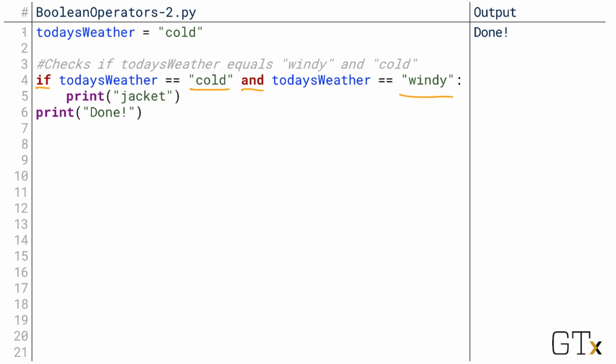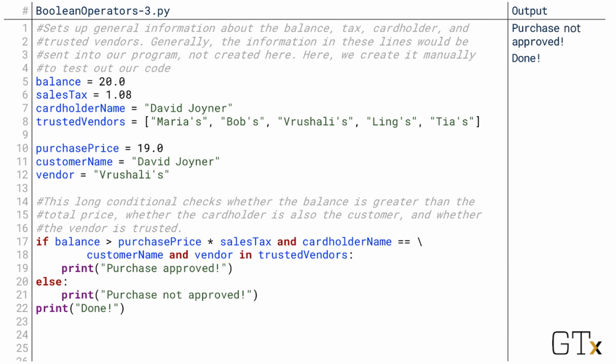And so here, it would create today's weather, it would run that check, it would find that it was false, it would skip line 5, and it would just print done on line 6. But you can imagine that and might be used in more useful circumstances. Let's take a look at one. Down here you can see that we're definitely going to use two different ands.